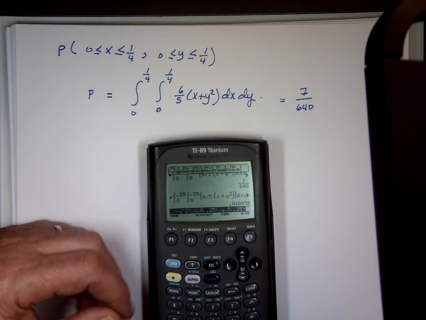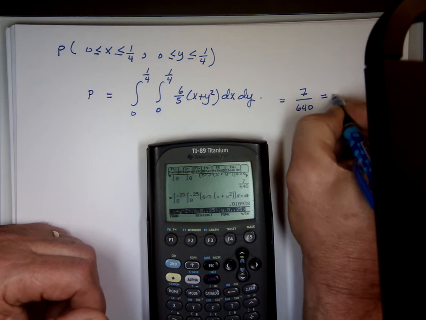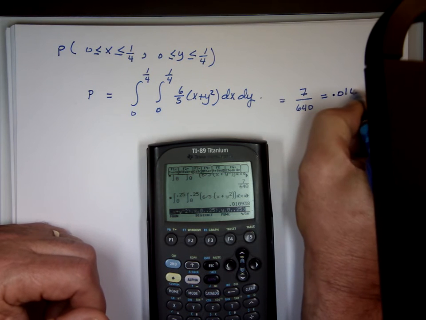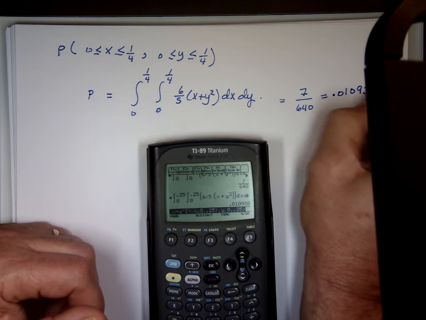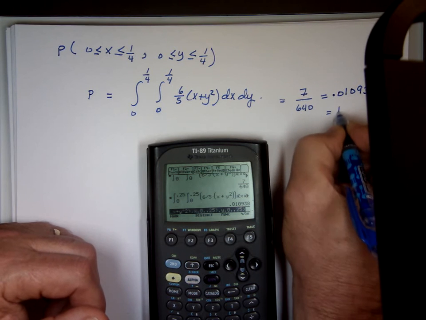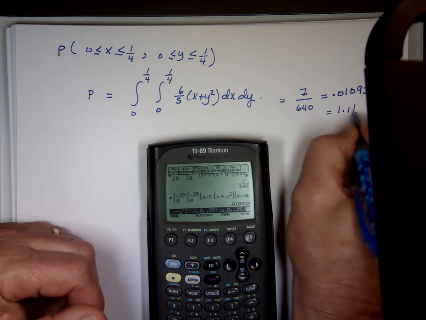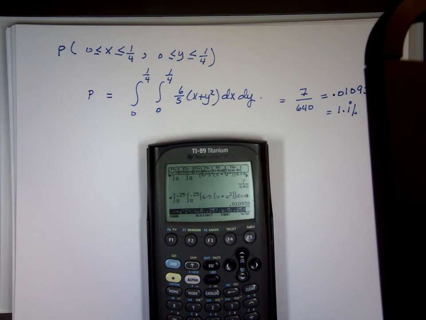As a decimal value, that's what? 0.010938. There's a 1.1% chance that the waiting will be less than 15 minutes. Now again, that could be less than a minute, a quarter of a minute.